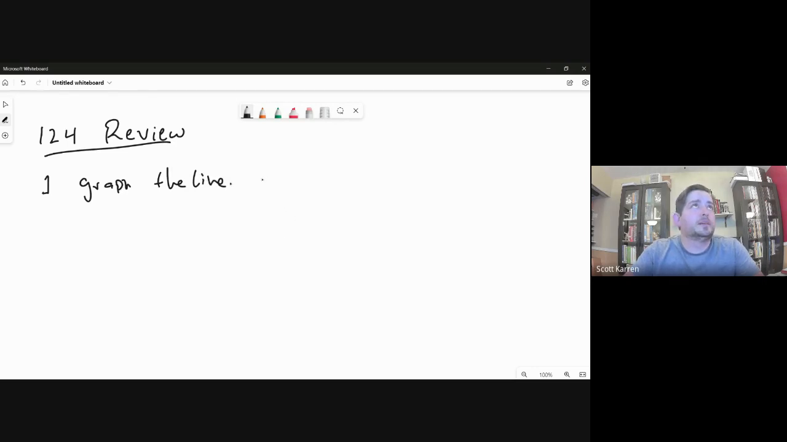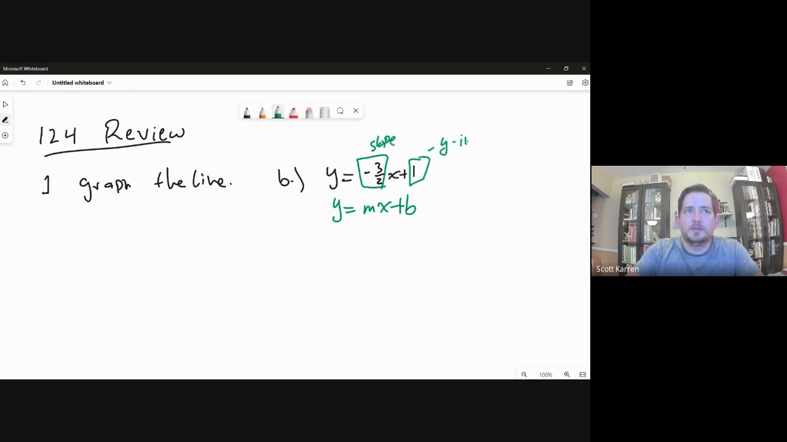So I'll pick, let's say B, and it says y equals -3/2 x plus 1. And so I've got this in slope-intercept form. You might recognize y equals mx plus b. So m is my slope, and b is the y-intercept. So graphing this just requires those two things.